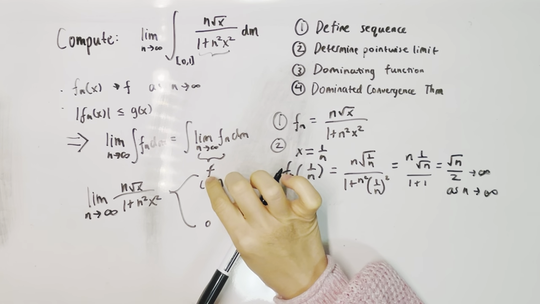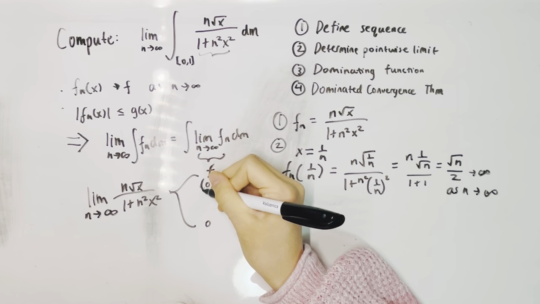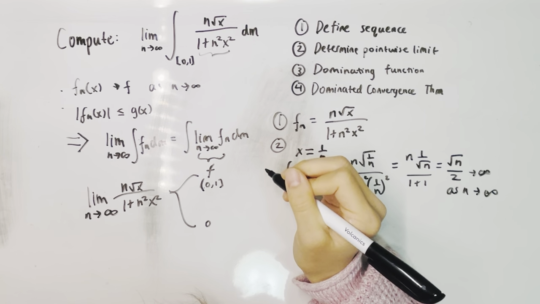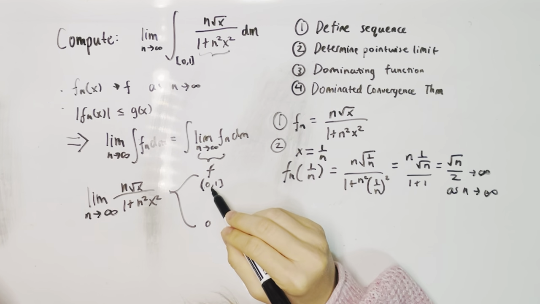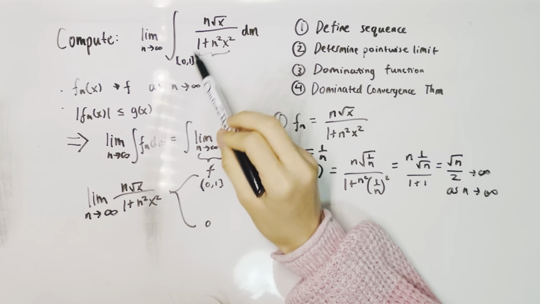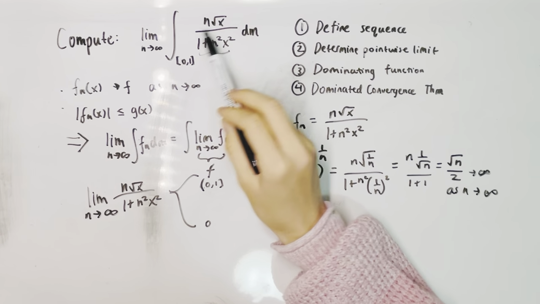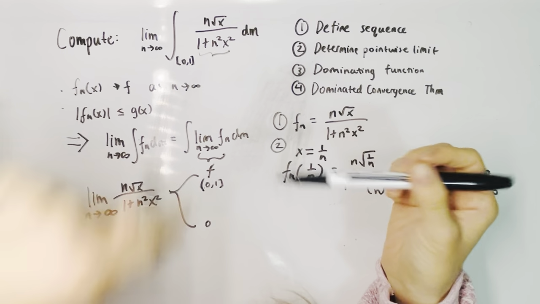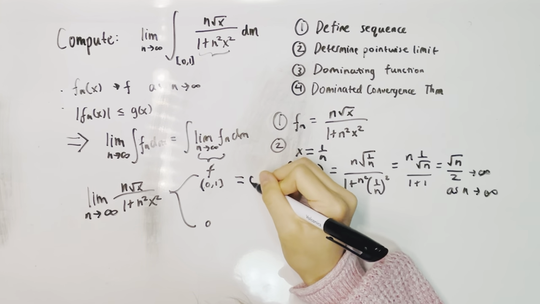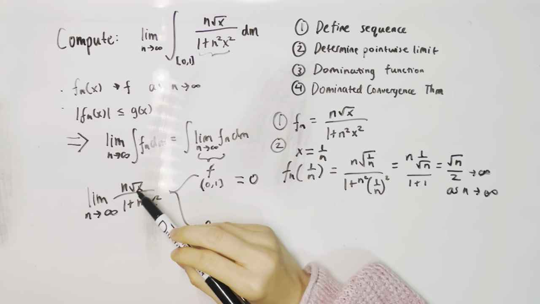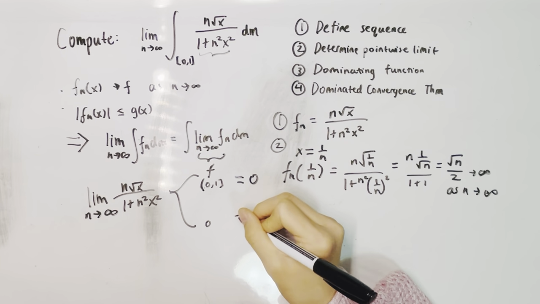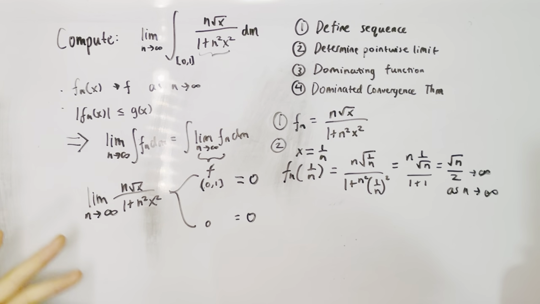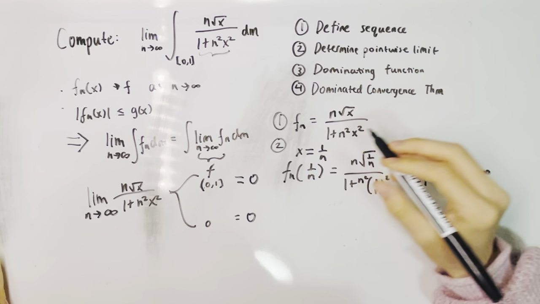Notice that for anything from 0 to 1, our bottom will blow up and our numerator will get bigger, but not as big as the bottom. So it's equal to 0, and then at 0, the top just becomes 0. So our pointwise limit is just 0.